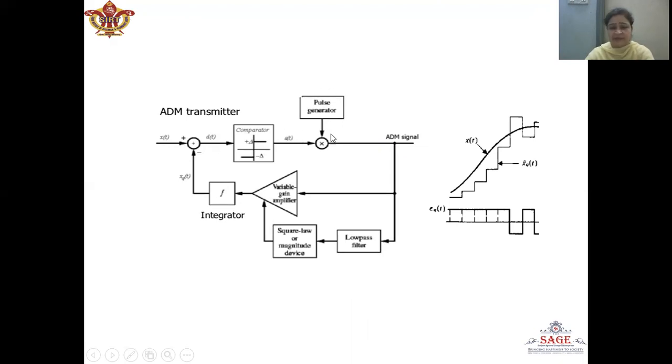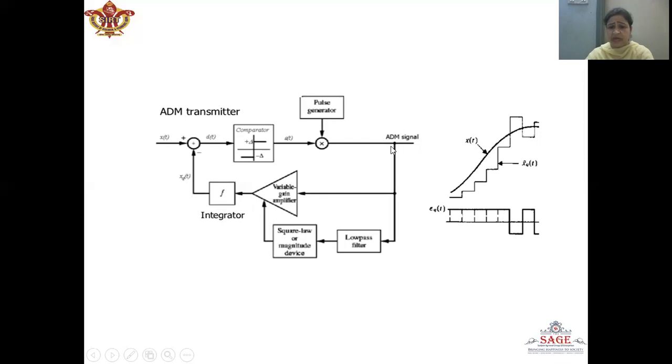Now here we have the product modulator. The product modulator has another input from the pulse generator. Now if the error is positive for more than 2 or 3 samples, the pulse generator output will be multiplied with the positive error sample and the output will be positive.